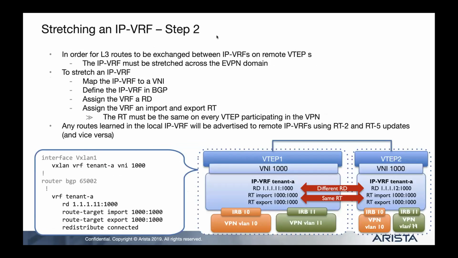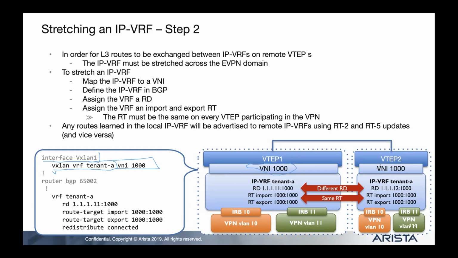Then the next configuration, other than the VXLAN configuration, is the VLAN to VNI mapping. You also have to add a VNI for that VRF tenant A. So this is the VNI for the new VRF you created, which is common on all the VTEPs.